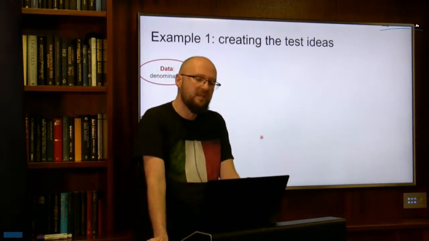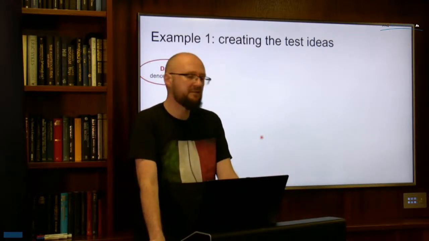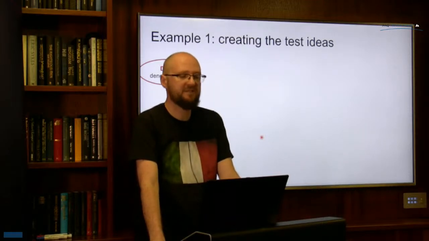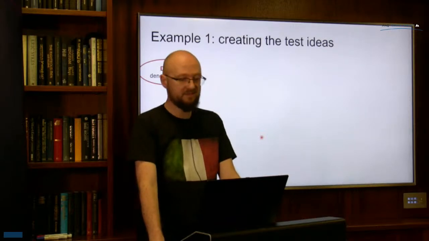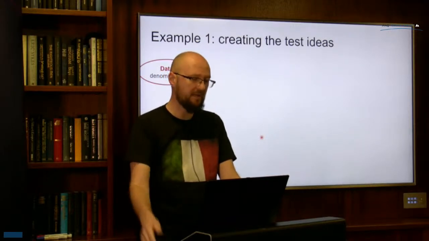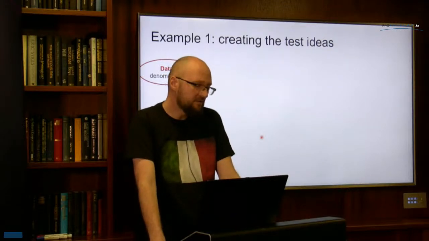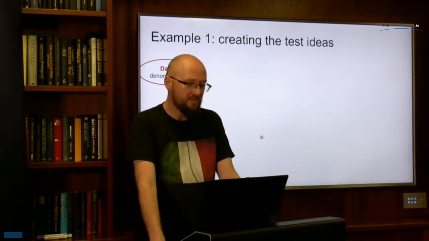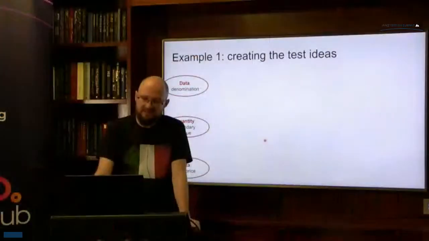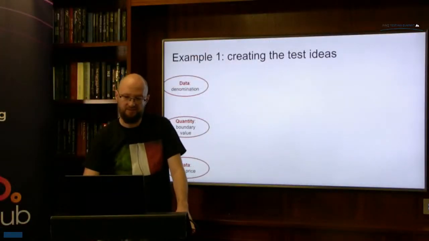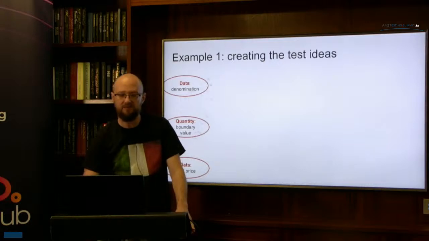For example, imagine that this tester analyzes the specification of this machine and identifies the following three dimensions: denomination of the money, it's a data object. We have boundary value, which is a quantity object, and we have total price, which is another data object. And now the tester may consider these first two objects, the denomination and boundary value.